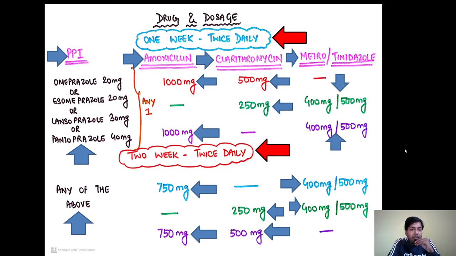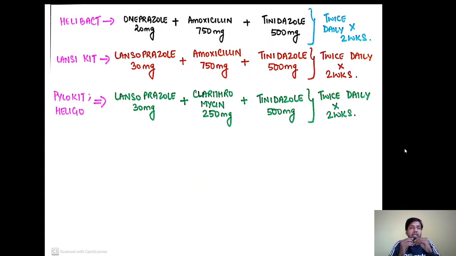Okay, or we can use 250 milligram of clarithromycin along with 400 or 500 milligram metronidazole, or we can use 750 amoxicillin along with 500 milligram of clarithromycin. So these are all the triple drug regimens, and there is a 1 weekly and a 2 weekly regimen. Now we are going to see certain brand names and certain drug compositions that are available clinically. So there is something called Helibact.